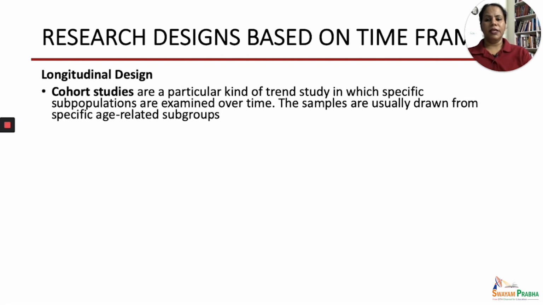Another type of longitudinal design is cohort studies. So a cohort study is a particular kind of trend study in which specific subpopulations are examined over time and samples are usually drawn from specific age related subgroups. So here rather than taking the general population as a sample, subpopulations are examined, maybe age related subgroups can be taken and those age related subgroups can be studied over time.